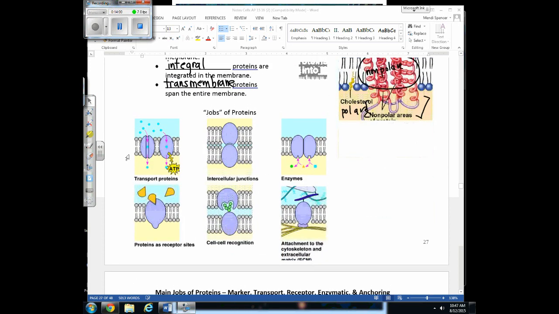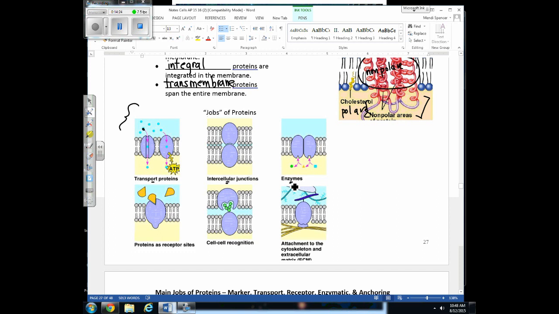Now, before we get into the specific jobs of different types of proteins in the membrane, I just want to highlight this diagram because I think it's a great diagram to help you compare some of the different jobs that proteins of the membrane have. So we have transport proteins, and you can tell that transport proteins are moving molecules across the membrane. These proteins are involved in joining cells. Here we have an enzymatic protein.